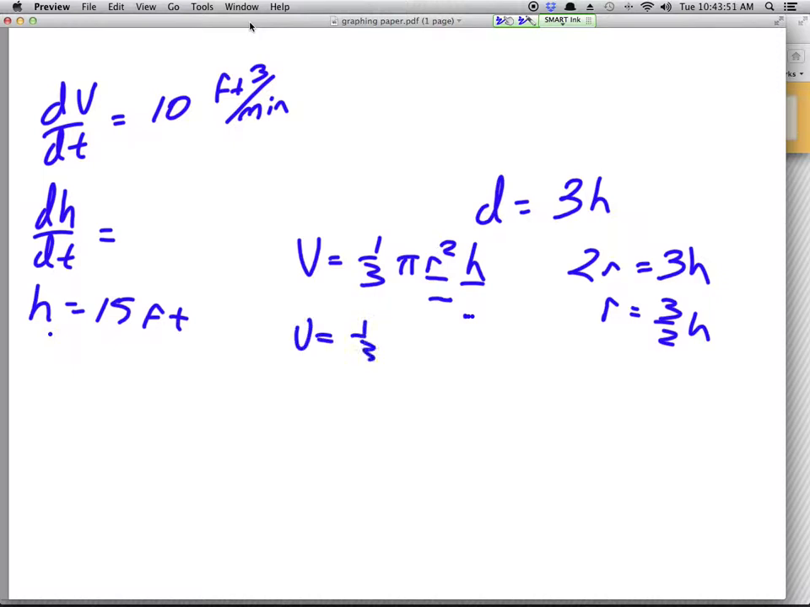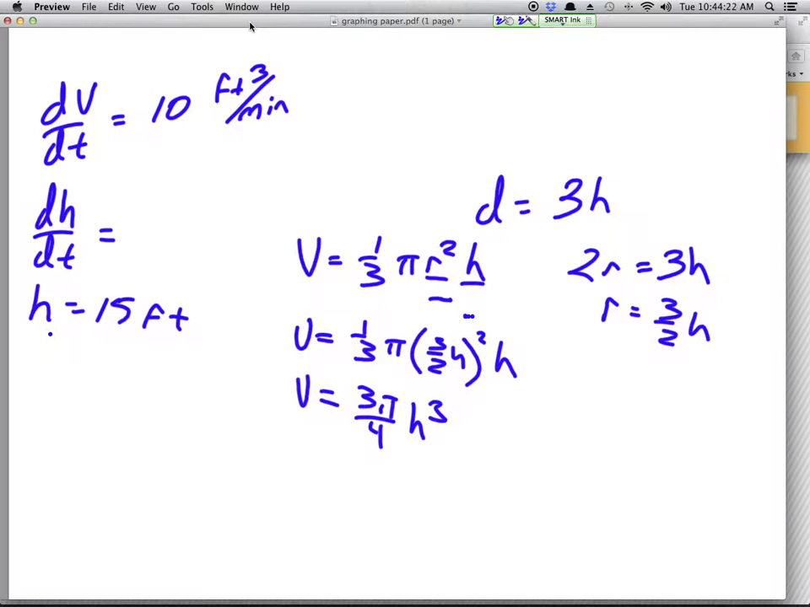So if I make that substitution, I've got pi, I've got 3 over 2 h, that's squared, times h. So if I square this, this becomes 9. The 9 and the 3 reduce and give me 3 pi. If I square 2, that gives me 4, and then h squared times h is h cubed. So now I have the volume formula, and I'm only dealing with 1 variable on the right side.